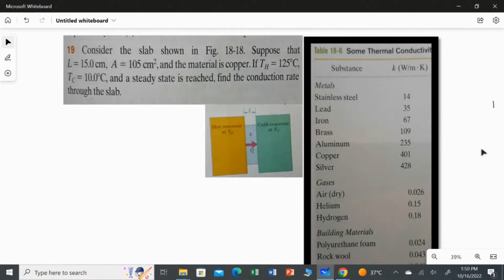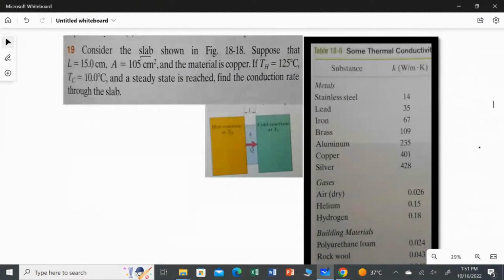Consider the slab as shown in the figure. So the figure is given here. You have a hot reservoir and a cold reservoir. In between this hot and cold reservoir, there is a blue colored material, which is nothing but what we call the slab. Understand? Suppose that the slab has a length of 15 centimeter and the area of the slab is 105 centimeter square, and the slab material is copper.